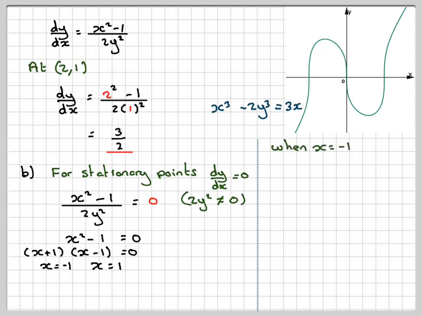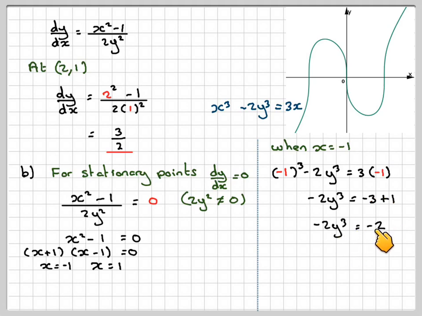Okay, when x is equal to minus 1, we put it in the original function. We're going to get minus 1 cubed minus 2y cubed is equal to 3 times minus 1. So that gives minus 2y cubed is equal to minus 3. When you cube minus 1, you get minus 1. And when you take it to the other side, you have to add it. So we're going to have minus 3 plus 1. So you're going to have 2y cubed is equal to minus 2. y cubed is equal to 1. So y will be equal to 1, taking the cube root of 1.